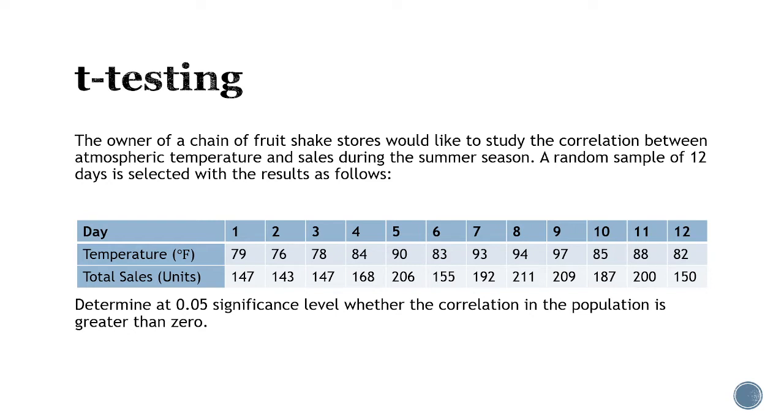So dito, same problem, temperature versus sales. And for this, we need to determine at 0.05 level of significance whether the correlation in the population is greater than 0. So, yun lang ang ibig sabihin natin dito. Not greater than 0. Hindi ko ito napalitan. Sorry, class. Whether the correlation, it's more on whether there is a linear relationship in the population. Yun yung kailangan natin ipakita.